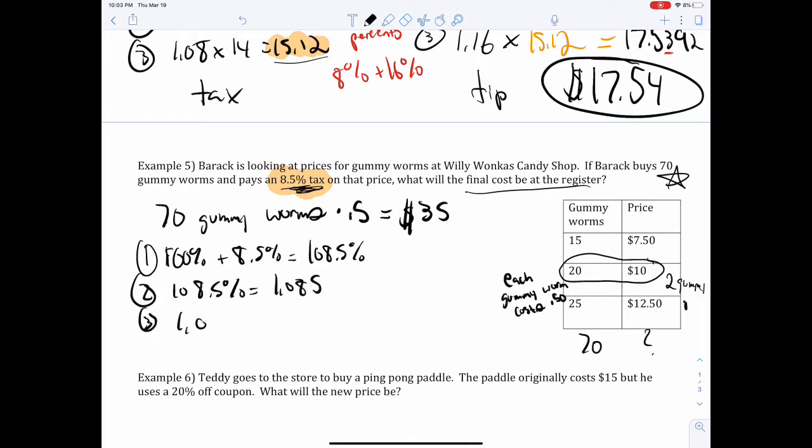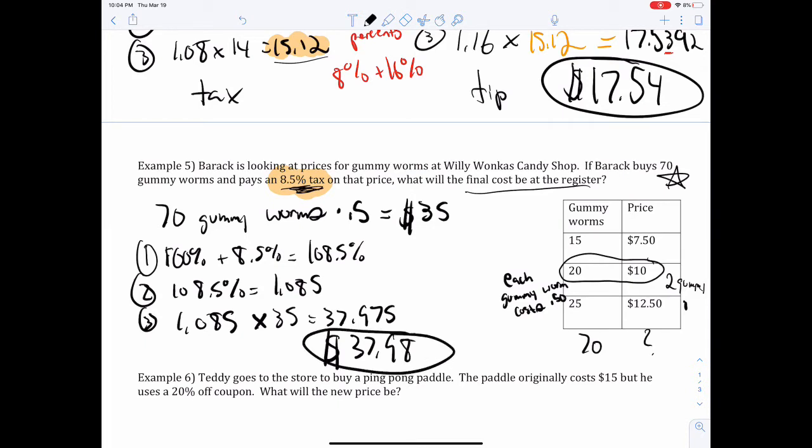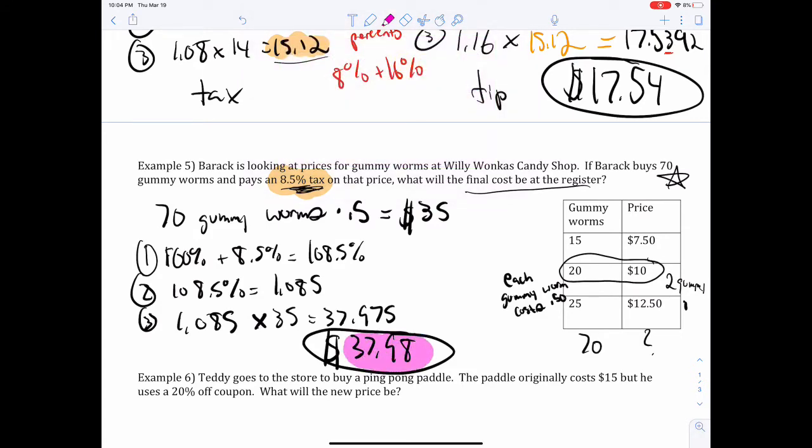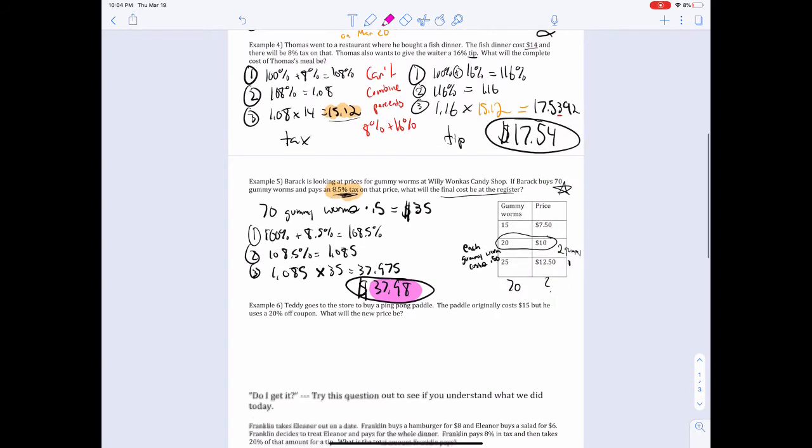And then we'll do 1.085 times 35. And that will equal 37.975. If we round that, and if you got 37.98, great job. If you were close, you just missed maybe 1 or 2 steps in there, good job too. But if you got that answer, we can't use great for that. Great job. Great job.